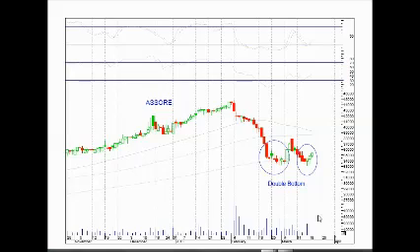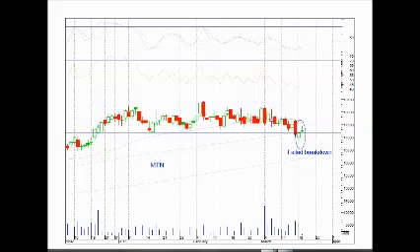Rand. MTN is one that we discussed in a previous webcast. We highlighted that it was trading in quite a range. One could buy it at about 175 and sell it at about 181.